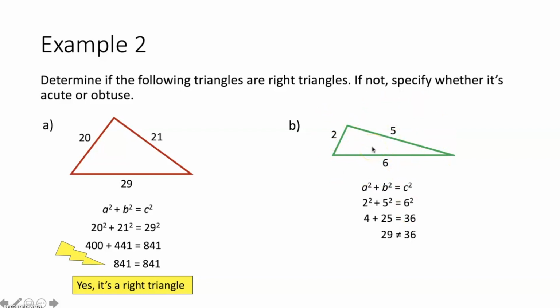The question is, is it obtuse or is it acute? Well, the way we figure that out is with the Pythagorean inequality theorems. If we know that a squared plus b squared is less than c squared, we know it's obtuse. If we know a squared plus b squared is greater than c squared, we know it's acute. Well, in this particular instance, it looks like a squared plus b squared is less than c squared, meaning that this triangle up here must be obtuse.